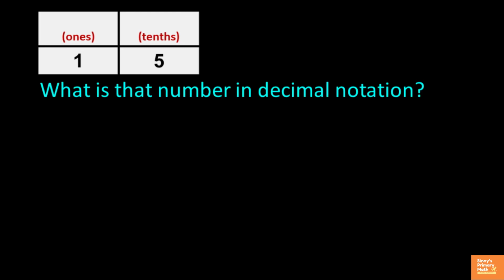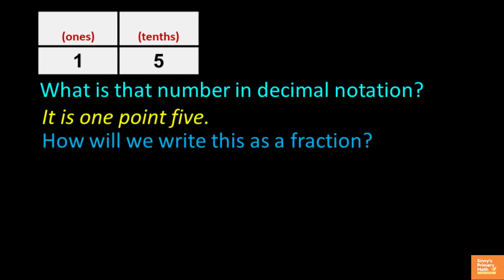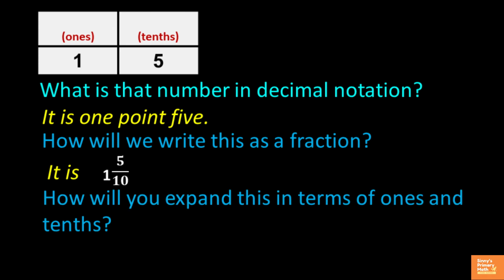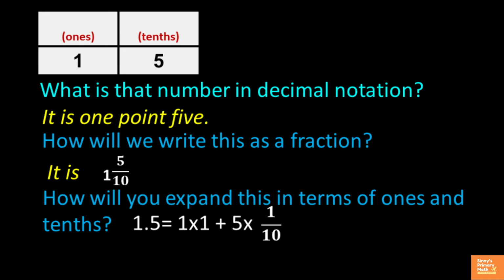Suppose I write 1 in the ones column and 5 in the tens column. What is that number in decimal notation? It is 1.5. How will we write this as a fraction? It is 1 5 by 10. How will you expand this in terms of ones and tens? 1.5 equals 1 into 1 plus 5 into 1 by 10.